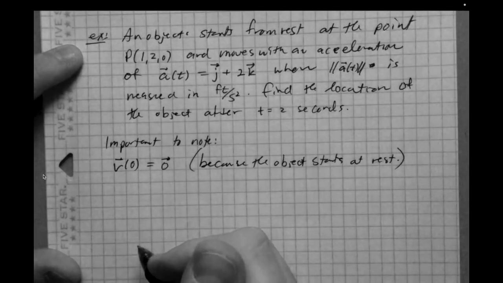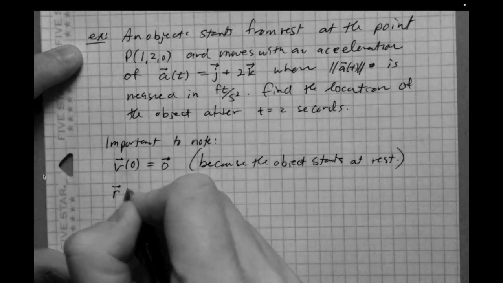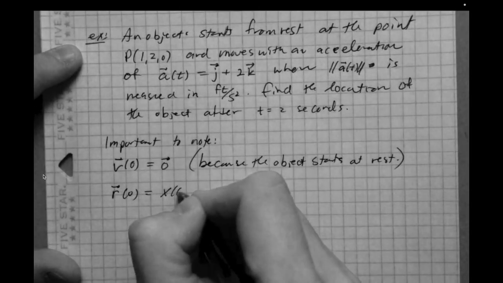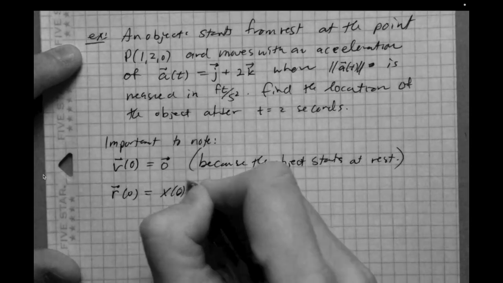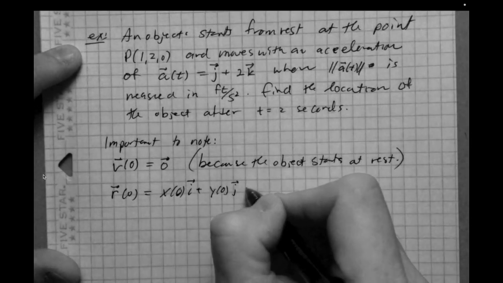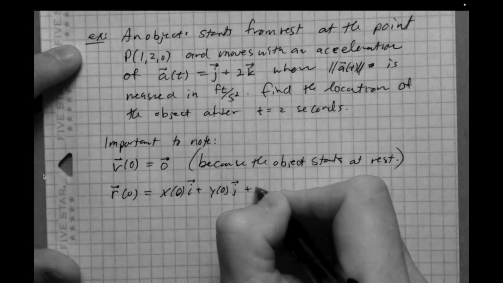And then we also know the position at time 0. Right, we're told that. Specifically, that's going to be some vector valued function evaluated at 0, at t equals 0.